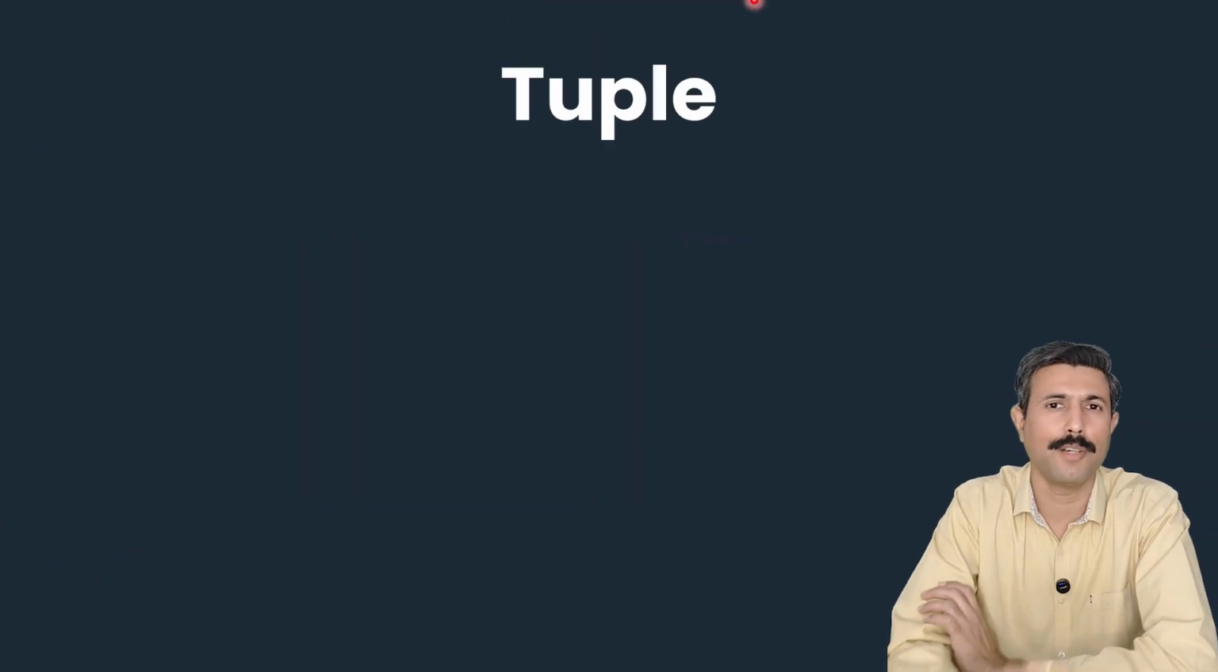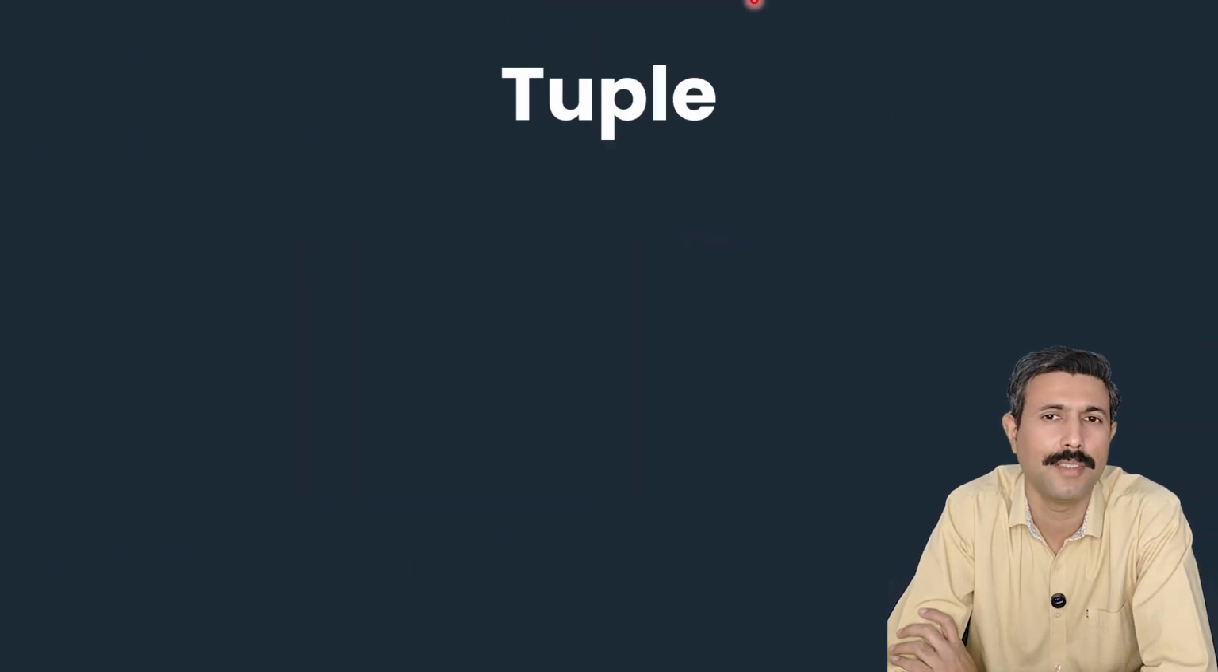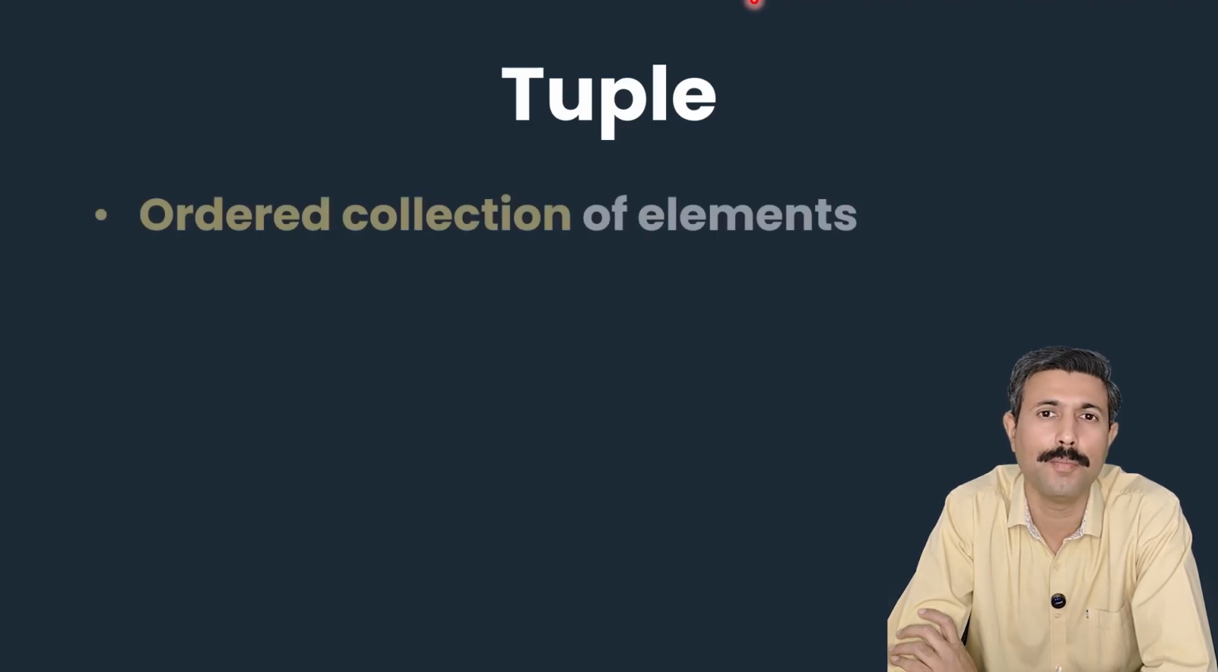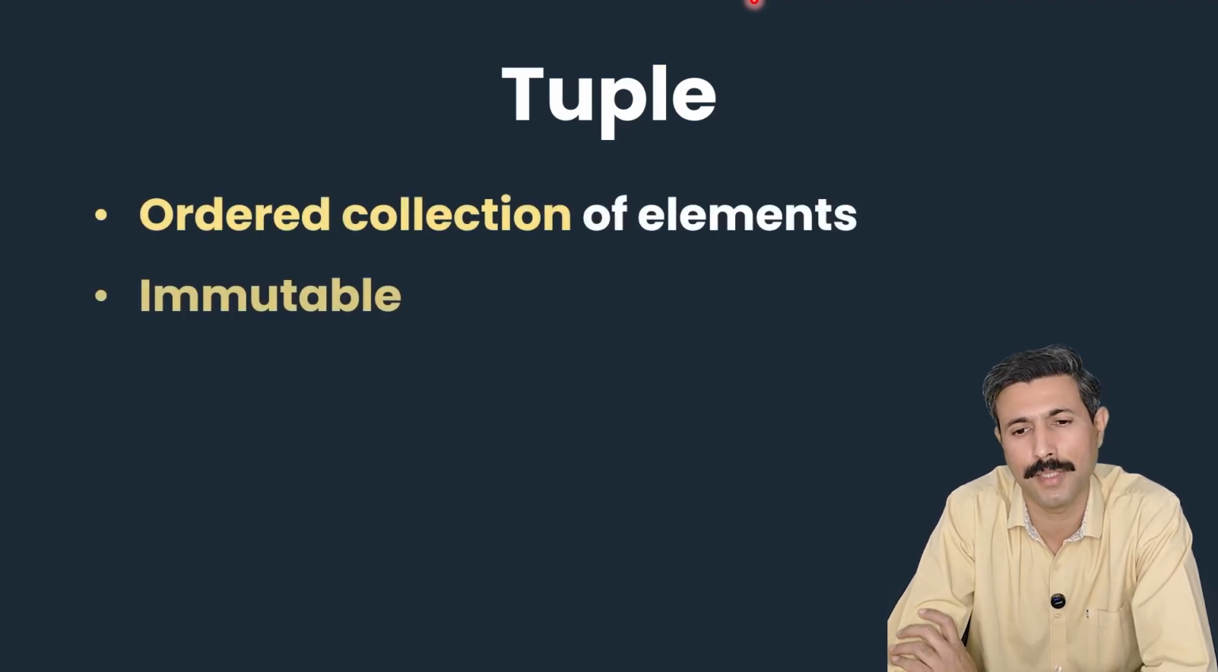Now let's talk about tuple, which is flexible and safe. A tuple is very similar to a list, but there is a major difference. The tuple is immutable, right? Here the major difference between list and tuple is immutability. Basically a tuple is also an ordered collection, but it is immutable. Now what does it mean? It means once we have created a tuple, we cannot change it.